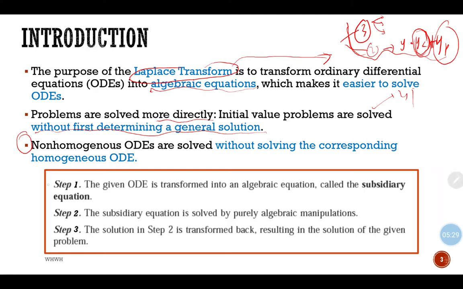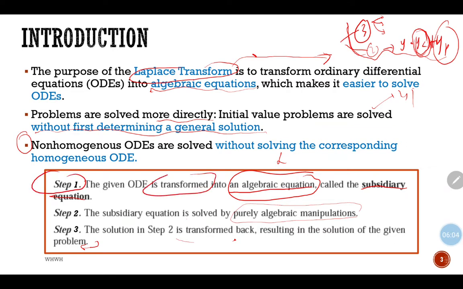Okay, basically there are 3 steps. Okay, the given ODE is transformed into algebraic equation, which is called as the subsidiary equation. Okay, maknanya ni dia akan berada dalam bentuk Laplace transform. Okay, and then subsidiary equation is solved by purely algebraic manipulations, and the step 3 solution in step 2 is transferred back, okay, into the solution, okay, of the given problem. Okay, so basically to solve this, okay, step 1 ni transform. You need to transform first your given ODE into the Laplace transform.